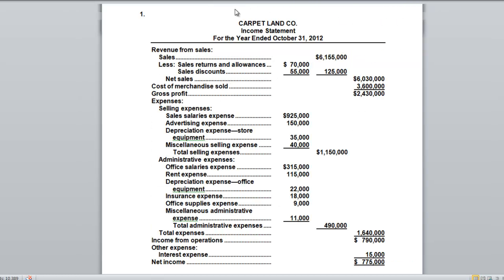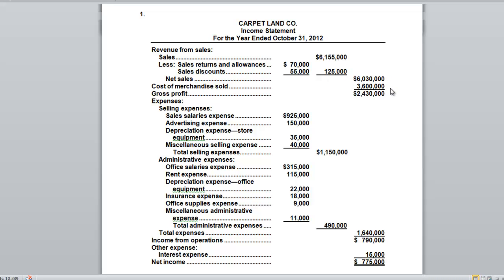Okay, so of course we have our proper heading up here. We have our revenues from sales. Those are going to be reduced by an amount for any returns that were made to us and any discounts that we gave people for paying us promptly. So the sales reduced by these amounts gives us our net sales right here.